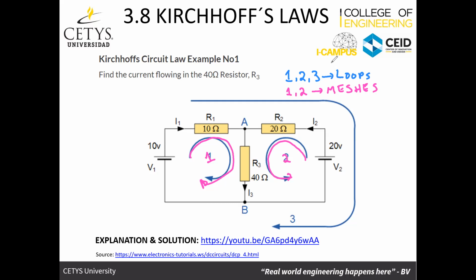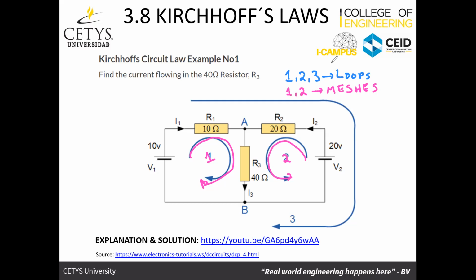Okay, so what we're going to do is that the problem is asking us to find the current flowing in the 40 ohm resistor. Actually, we're going to find all of the currents and voltages in all of the elements in the analysis, because the analysis gives us everything. We can just select what we want, and we're going to use Kirchhoff's laws for that.